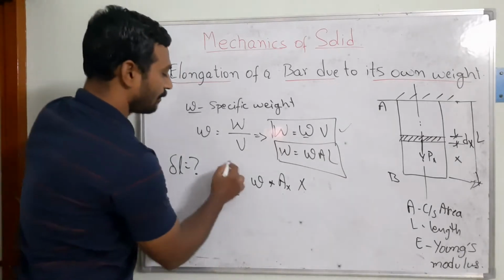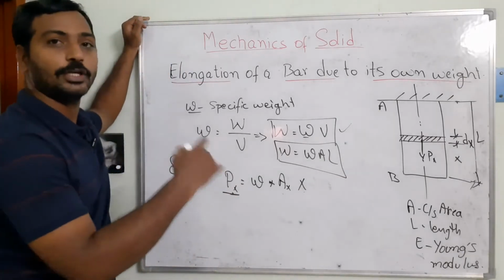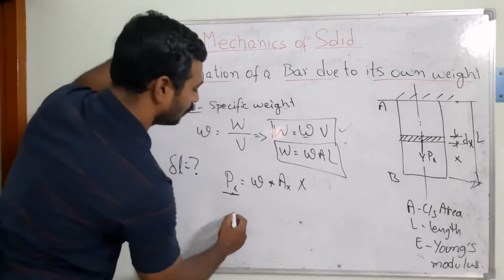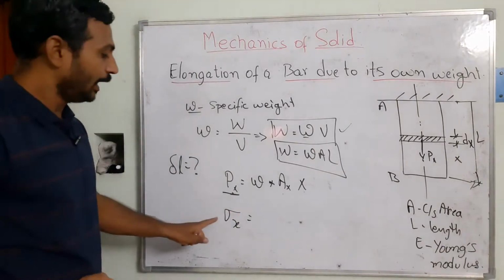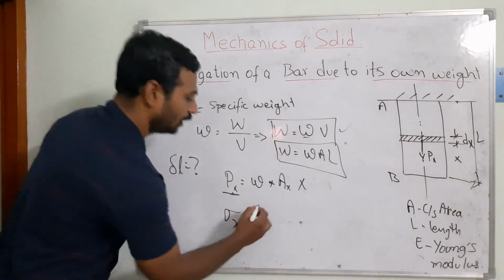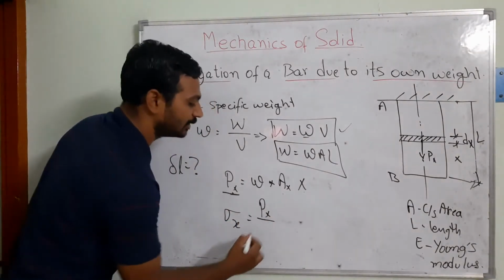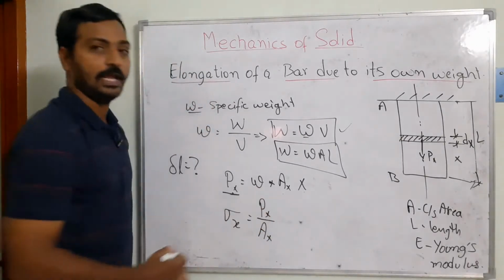Now that I have calculated the load acting on that elemental strip, I can take the stress induced in the elemental strip. The stress induced in the elemental strip is equal to the load acting on the elemental strip divided by the cross-sectional area of the elemental strip.